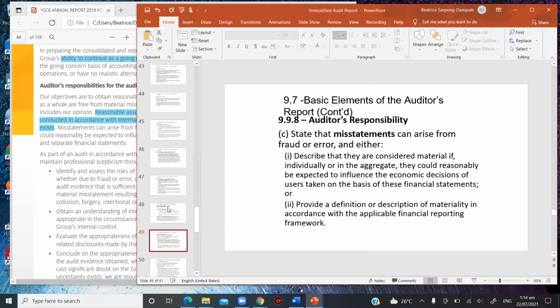It will also go ahead to state that misstatement can arise from fraud and error. So you realize that he's sort of teaching auditing. You know these things from what I've taught you so far. Misstatement can arise from what? Fraud or error. When we were treating ISA 240, he said that misstatement can be as a result of fraud or error.